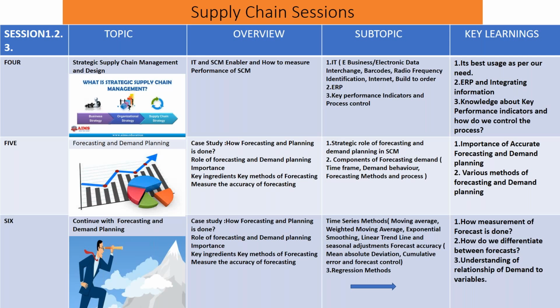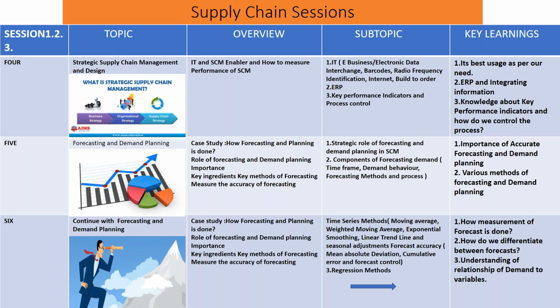Now, forecasting and demand planning, that is session 5. Strategic role of forecasting, this overview will be about how forecasting and planning are done. Role of forecasting and demand planning, its importance, key ingredients, key methods of forecasting and accuracy of forecasting. Now, see why forecasting is required, because it's a major input for planning. Now, if you have a wrong forecast, your planning will go haywire. So you have to have correct forecasting, and the various kinds of forecasting, everything we'll be touching upon.